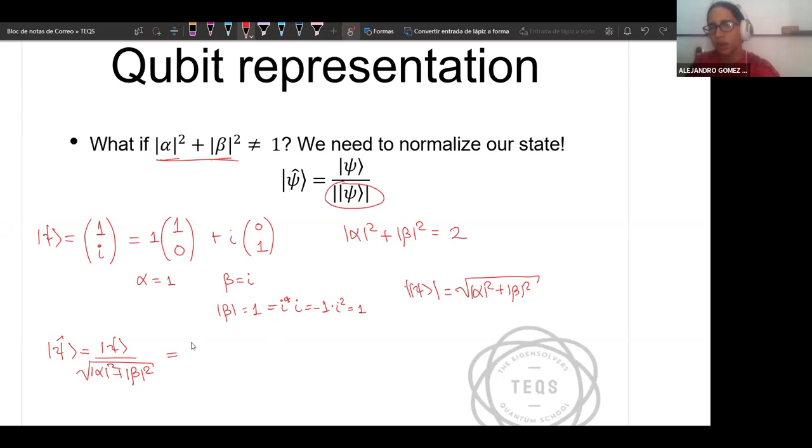So in this case, we have psi over the square root of 2, which is this quantity. So our normalized vector will look like this. Now you can check that this condition is satisfied. So this is a state vector.